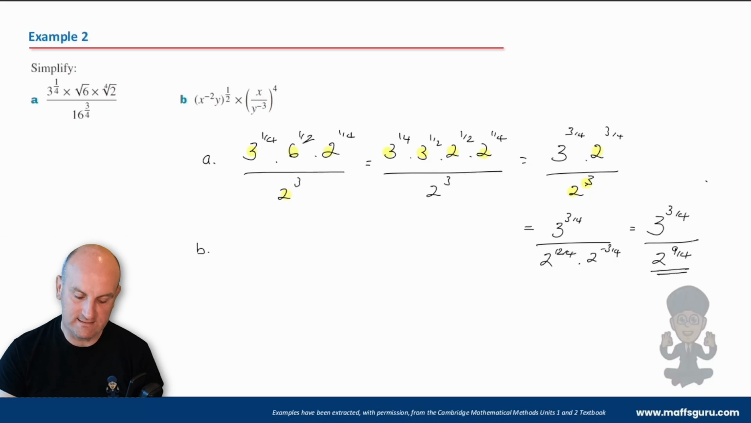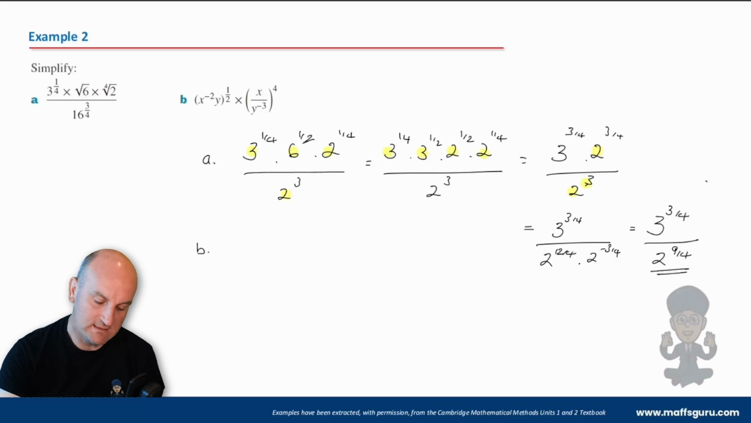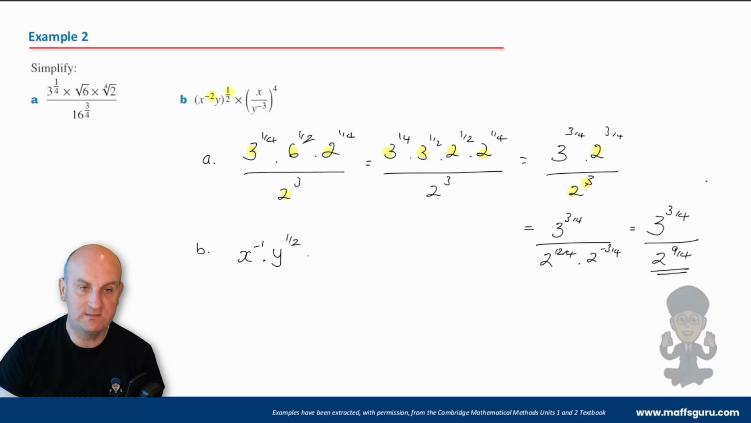So hopefully I've got enough space. What have I got here? The first thing I notice is that I've got a power of a power. So that half multiplies by that -2 to give me x to the power of -1 times y to the power of a half. We're going to times that as well by, again, powers of powers, x to the power of 4 divided by y to the power of -12. Well, y to the power of -12 basically just becomes y. So I can move this up here, and that x can move below.